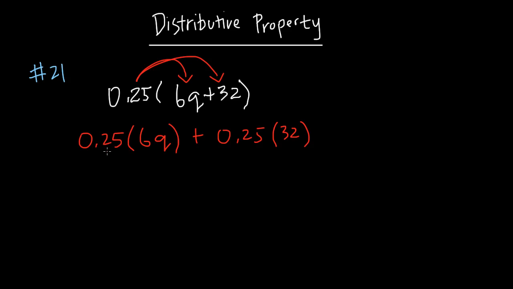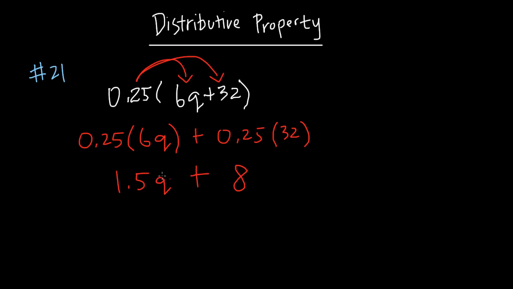So what is going to happen is we're going to multiply 0.25 and 6, and for the sake of time, I'm just pulling up my calculator and doing it real quick. 0.25 times 6 is actually 1.5q, and 0.25 times 32 is 8. And if you don't believe me, pull out your calculator and try that out. But this is the finished problem.